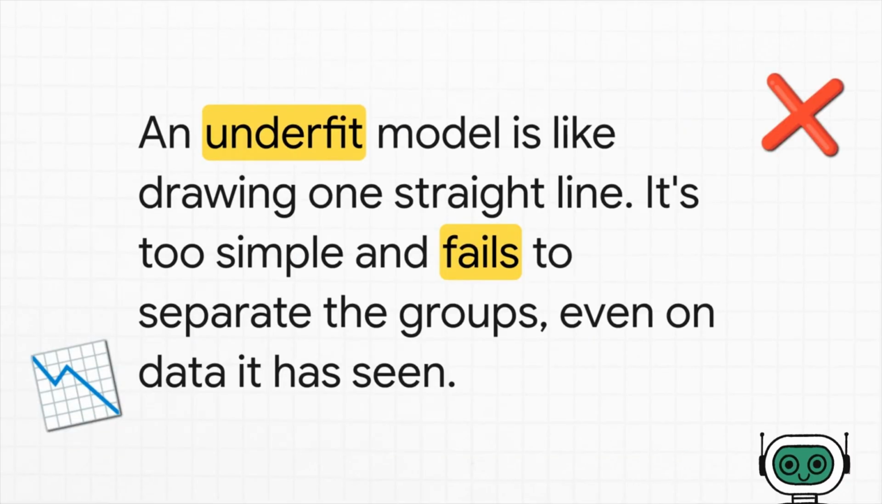Think of it like this. If you were trying to separate sick trees from healthy ones in a forest, an underfit model might just try to draw a single straight line between them. It's an overly simple approach that's going to misclassify a lot of trees, even the ones it's already seen.